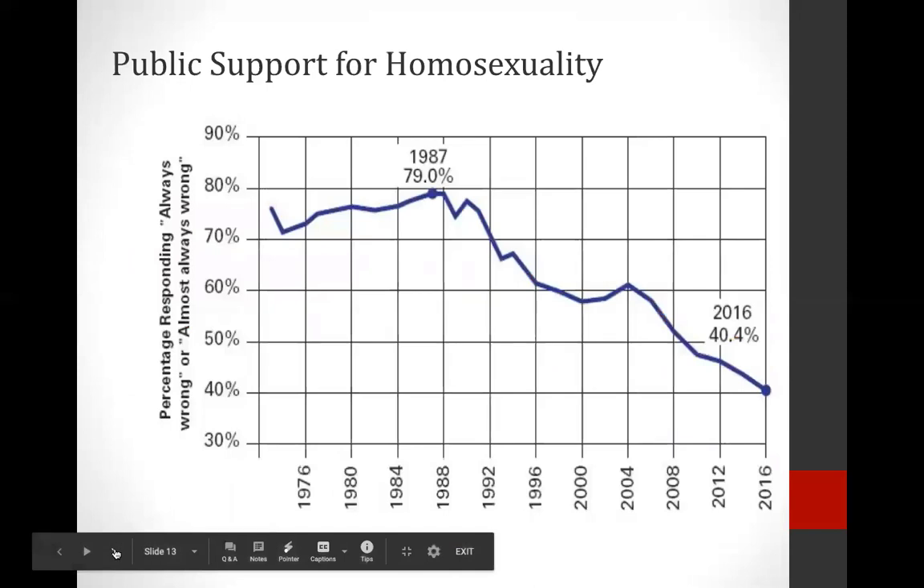And so, you can see that with this question, basically asking whether it's always wrong or almost always wrong, there was a steady decline. But we certainly had not eradicated homophobia. We had not eradicated heterosexism at the time that we granted marriage equality. And I would imagine that there is still a sizable minority of people who would say that they have that belief if that question was asked today.